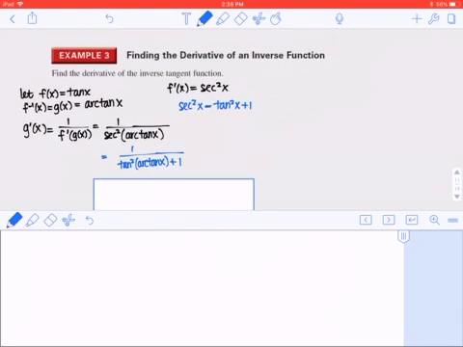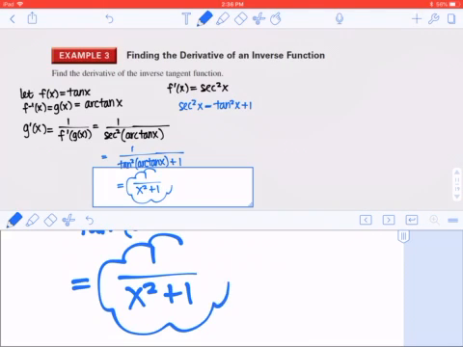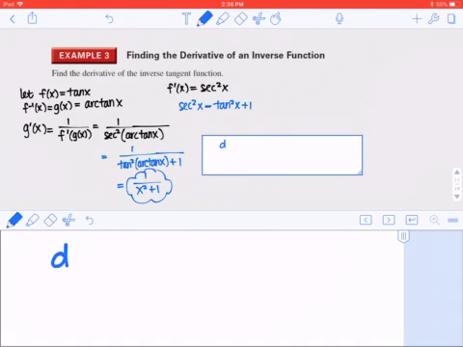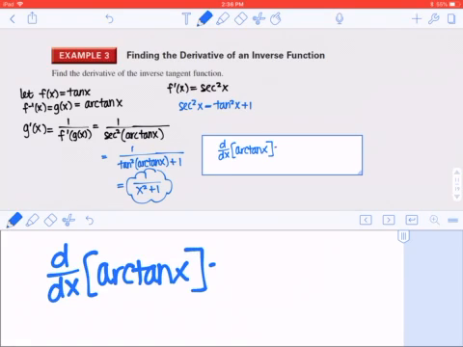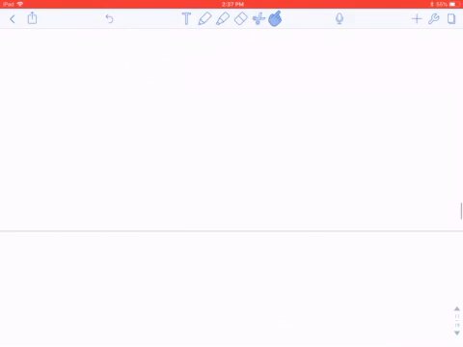Well, what do we know about tangent and arctangent is that they totally undo each other, and so what it means is that this must be the derivative of arctangent. And so I could summarize it like this: the derivative of arctan x equals 1 over x squared plus 1. That's fine as long as you know that trig identity.